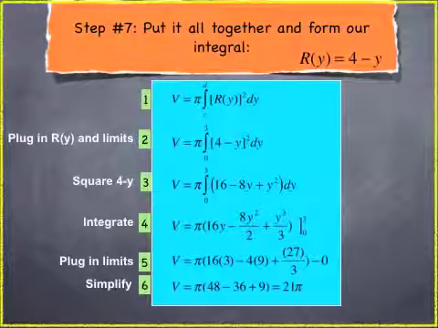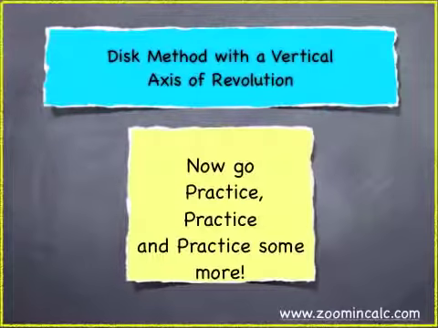Then in step 4, we actually do the integration of each individual term. In step 5, we plug in our limits from 0 to 3. First you plug in 3, and then you subtract 0. Everything turns out to be 0, so that's nice. In the last step, we simplify, and in the end, we get our answer as 21 pi. And that is how we do the disk method with the vertical axis of revolution. Now go practice, practice, and practice some more.